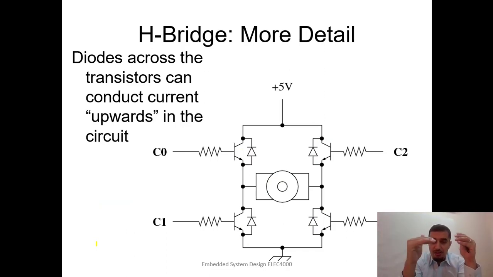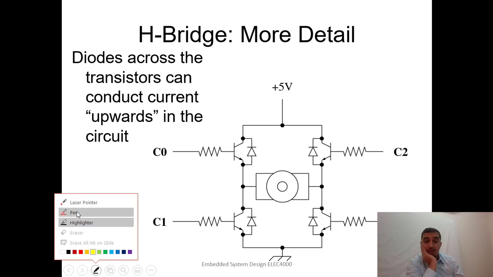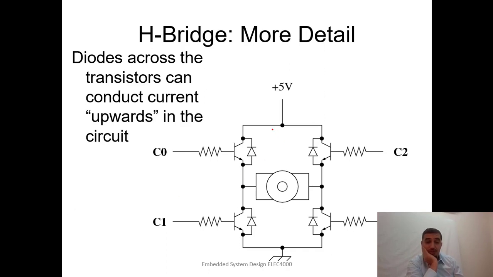What happens is the current is flowing through that motor and rotation is happening. If I remove the current from the motor and the motor still is moving, it will work as a generator. It will start generating current. So the diodes across the transistors are connected upwards. This is just to protect the circuit.